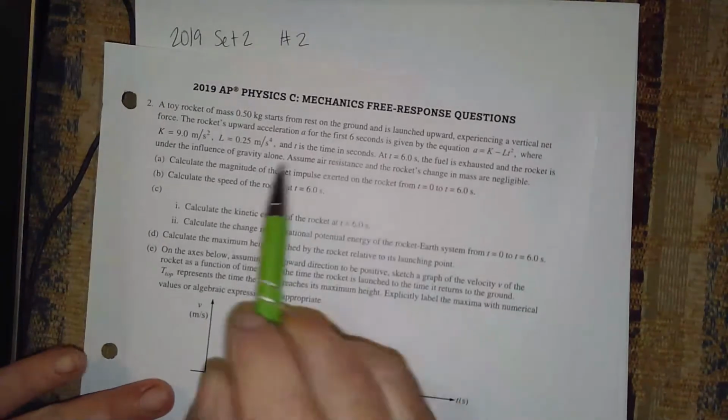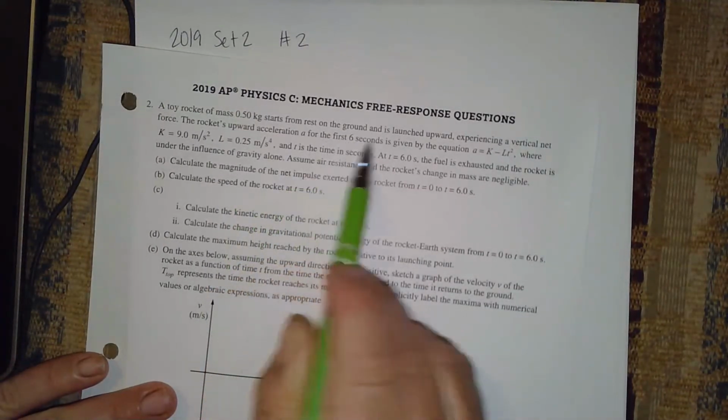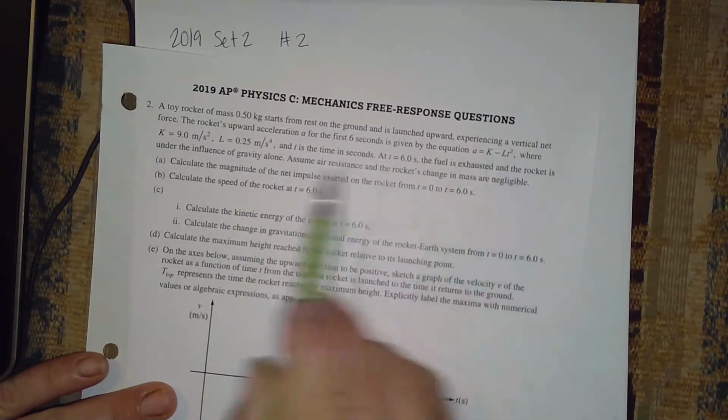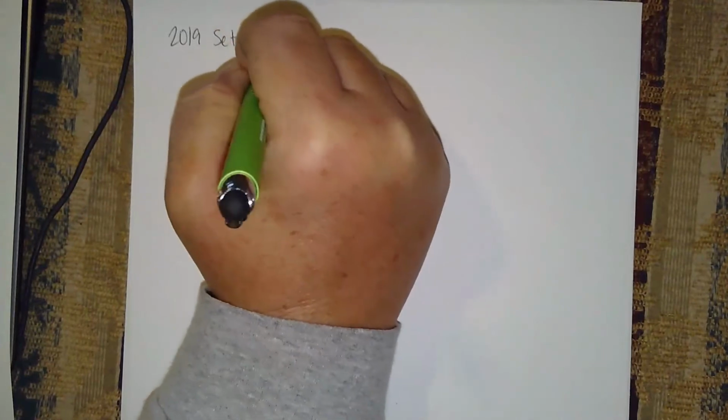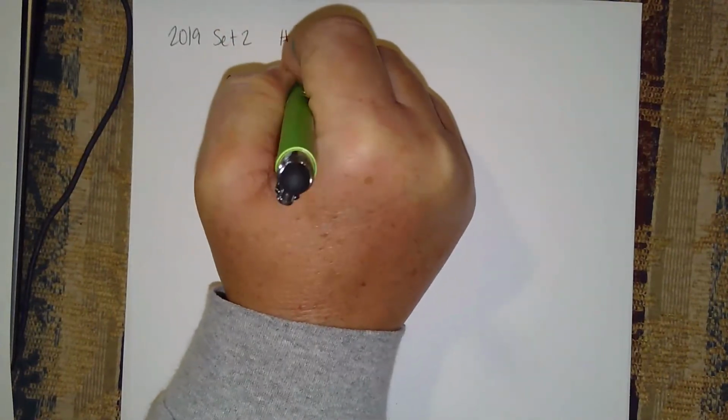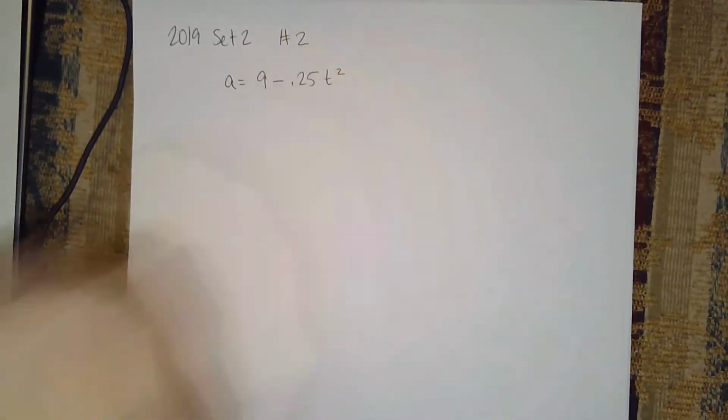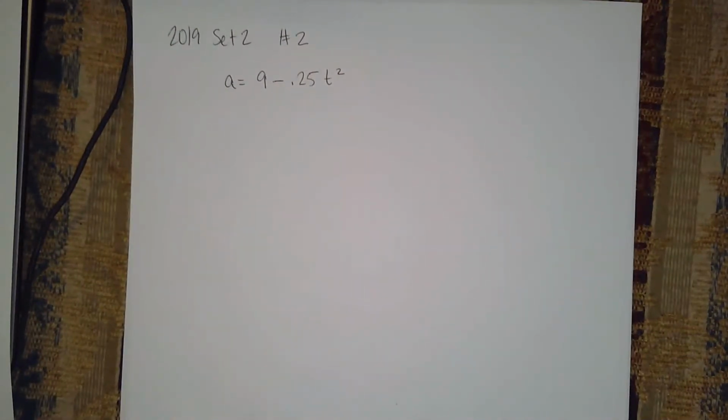So the first thing that I see is the rocket's upward acceleration is given by this equation, and then they give me some values for K and L. So I'm going to put those in this equation. I'm going to start with the acceleration is equal to 9 minus 0.25 t squared. And so there's my acceleration equation.